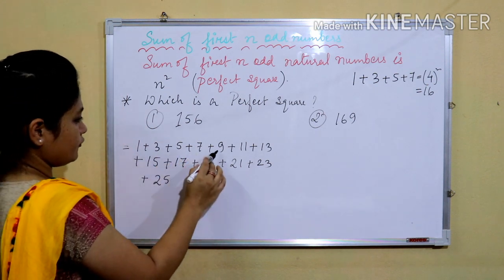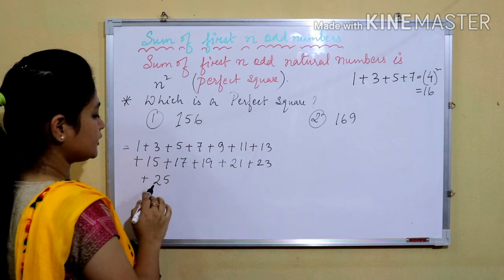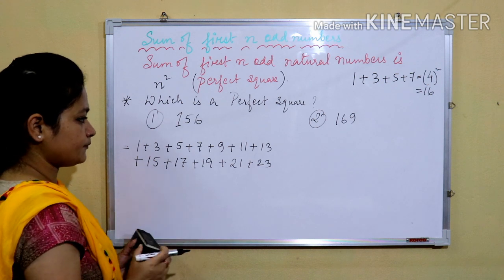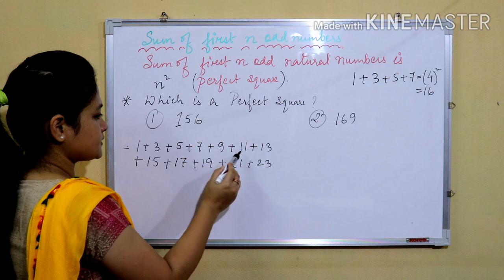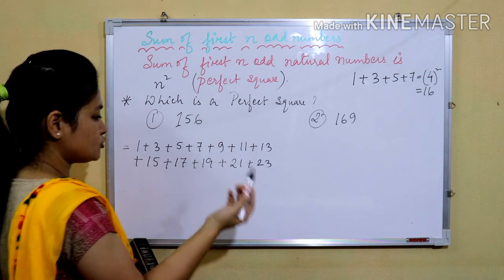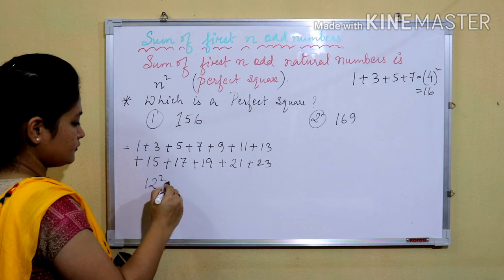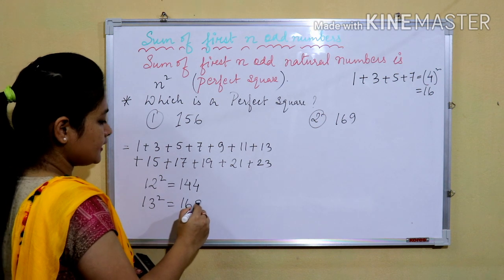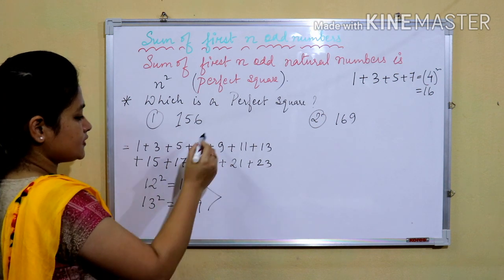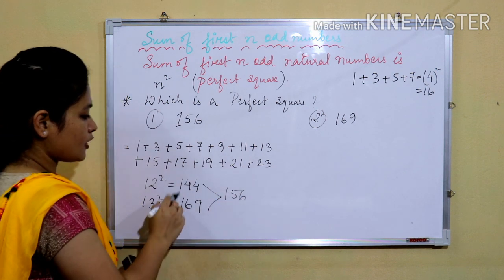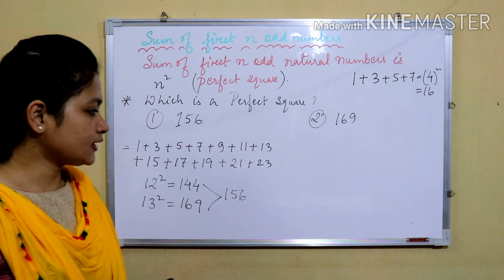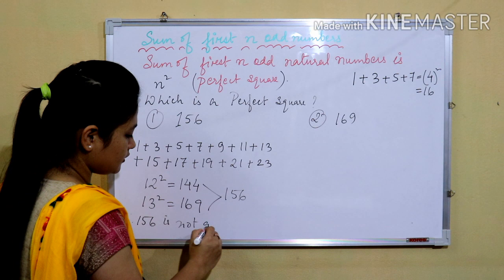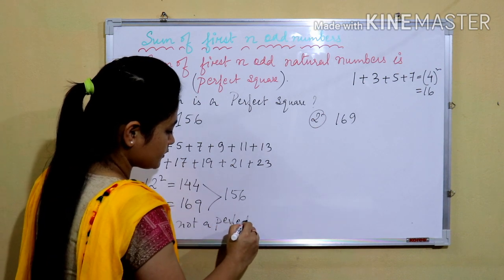So with 13 numbers, 13 square will give us 169. Until here, 12 numbers, so 12 square will give you 144 and 13 square will give you 169. But this number 156 lies between 144 and 169. So what can we conclude? 156 is not a perfect square.